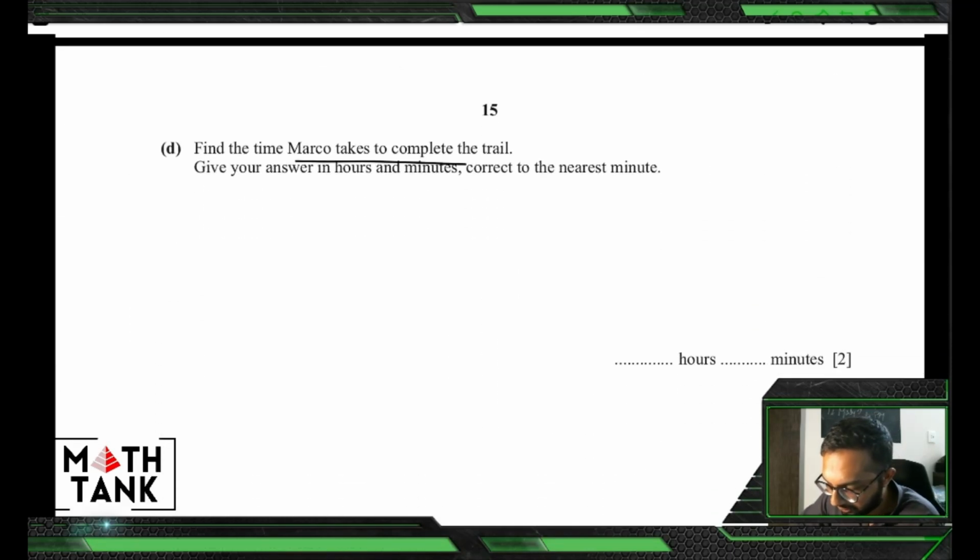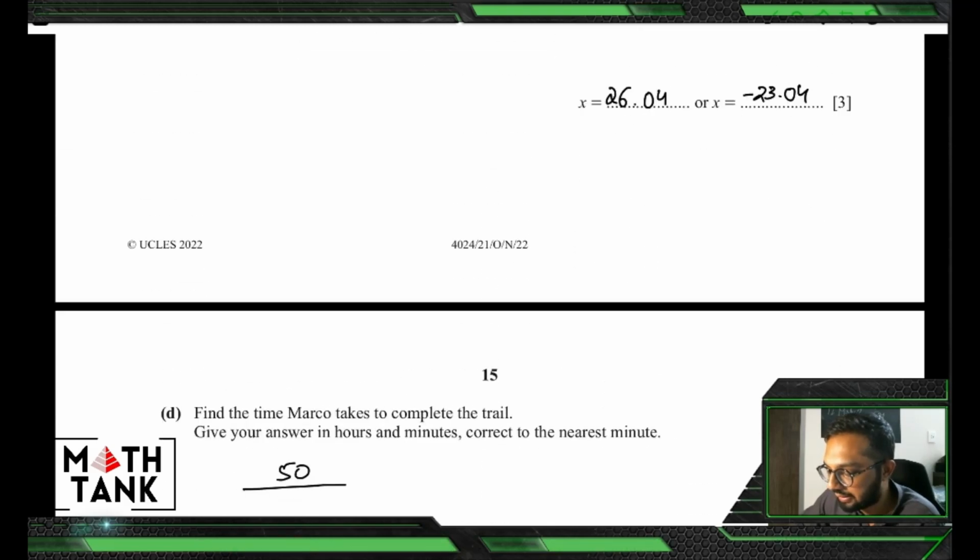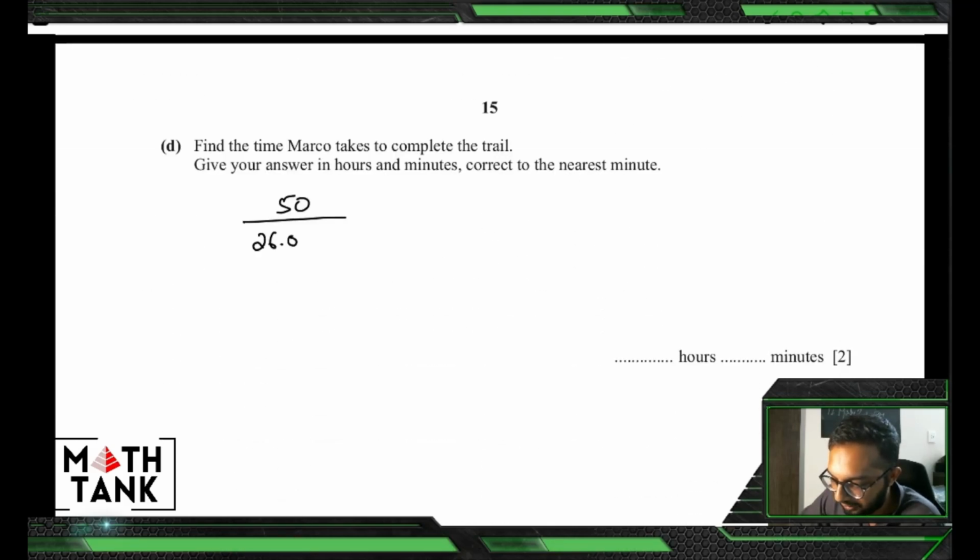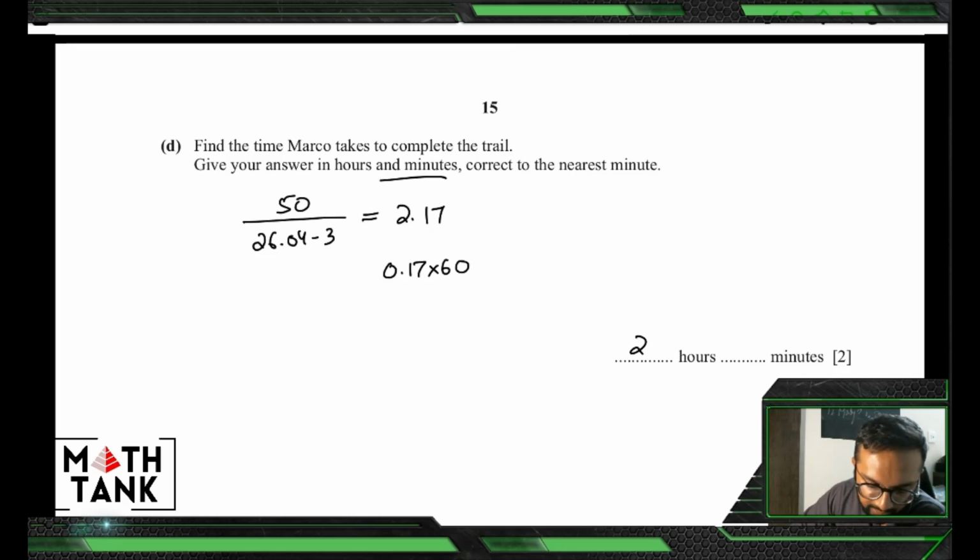It says find the time Marco takes to complete the trail. So Marco's time was 50 over x minus 3. X in this case is 26.04, so 50 divided by 23.04. In hours and minutes, this comes out to be 2.17. So that's 2 hours. 0.17 multiplied by 60 will give me the appropriate number of minutes. That's 10.2, so I'm going to write 10 minutes, correct to the nearest minute: 2 hours and 10 minutes.